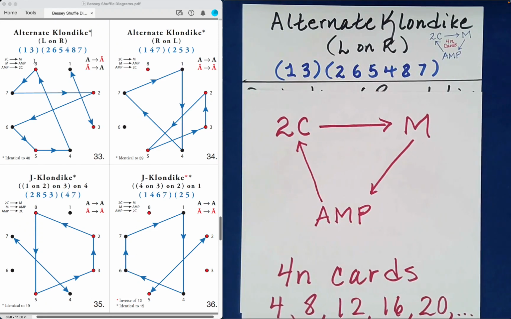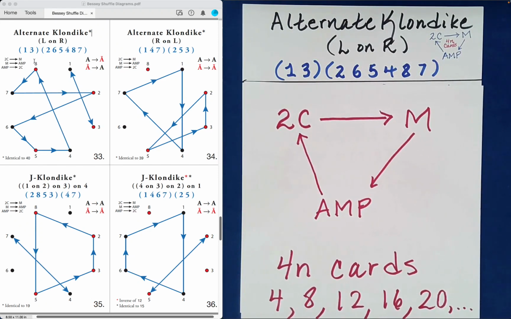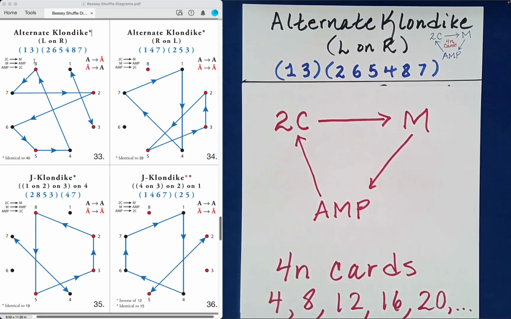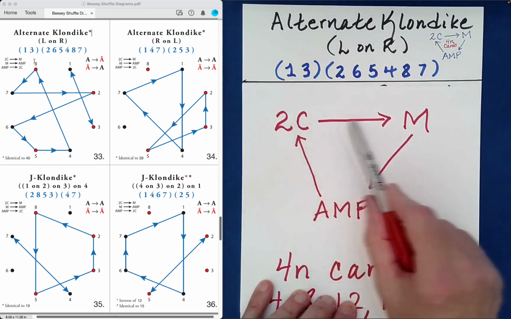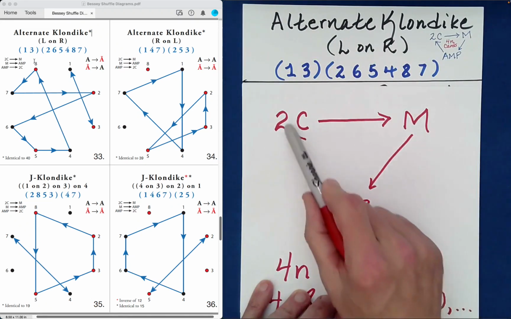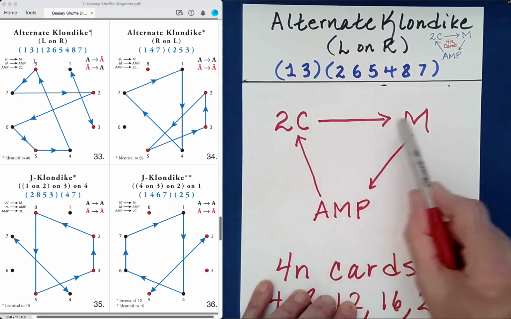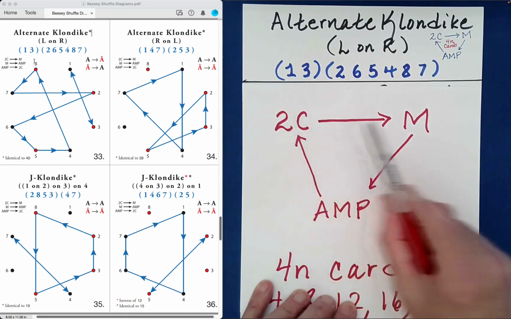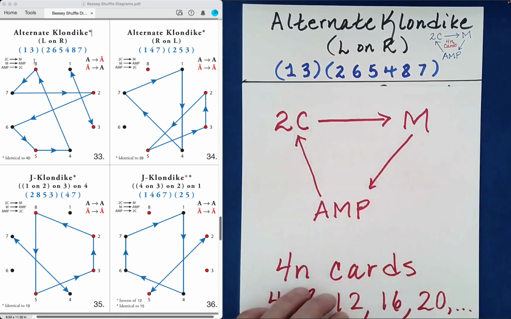Now, I do want to emphasize that it is extremely rare that you can find a single shuffle that will convert between all 3 structure types. It just cycles around. That rarely happens. So in that sense, the alternate Klondike is a very special shuffle.